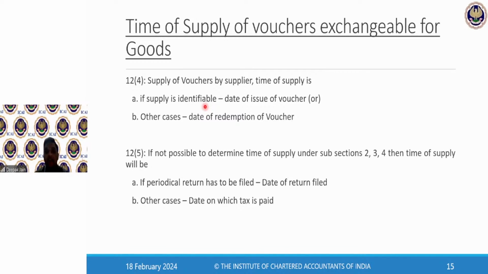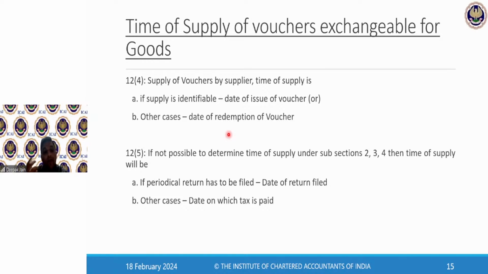You can buy anything. You can buy a watch, or a garment, or a home utensil. So there, I don't know what you will buy because the rate for each of these products is different. So if the supply, as on the date of issue of the voucher, is not identifiable, then the time of supply is on the redemption. So till then, this will be an advance only.